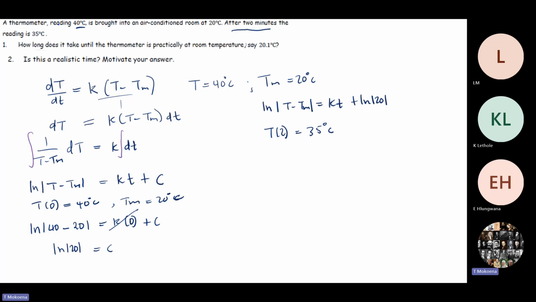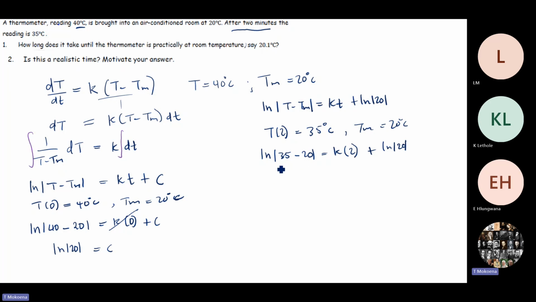Right? So now let's go. Now we're gonna substitute. We have ln of, remember Tm will always be the same, which is how much? 20 degrees Celsius. So we have ln of our T at 2 minutes, it's gonna be 35 degrees Celsius. Subtract Tm, which will always be 20 degrees Celsius there. And then we have K, and our T now is 2, it's no longer 0, plus our C. C is already solved, which is ln of 20.